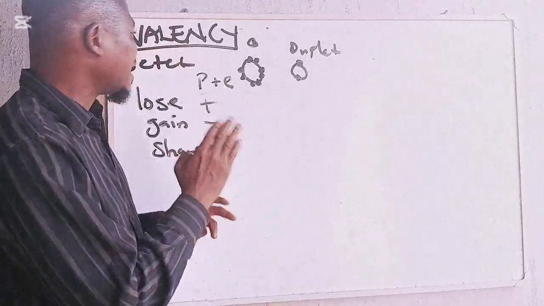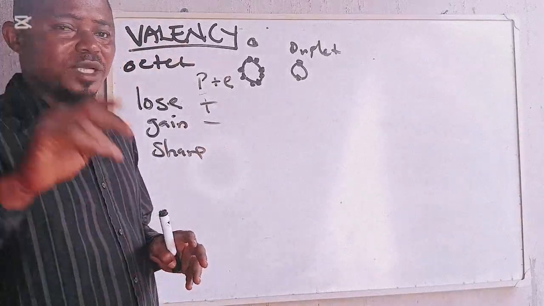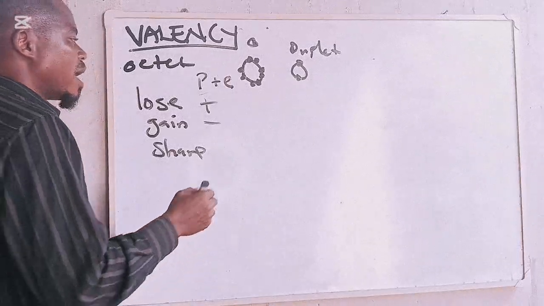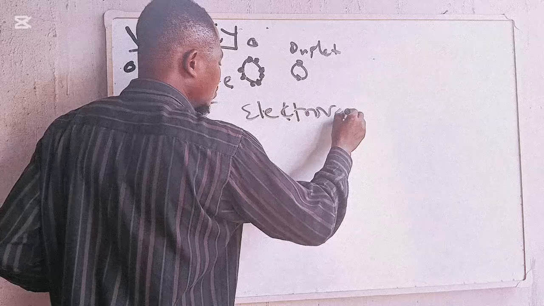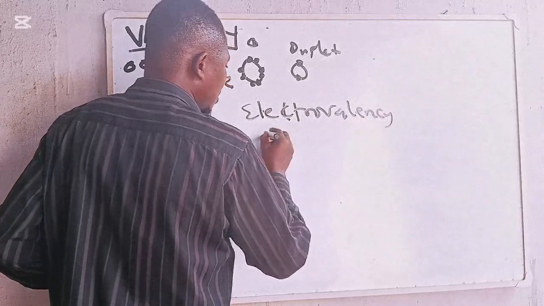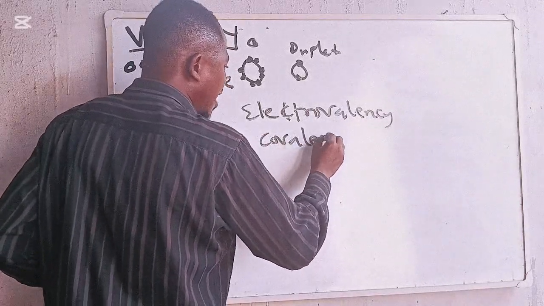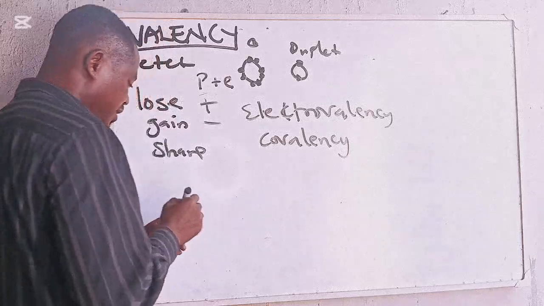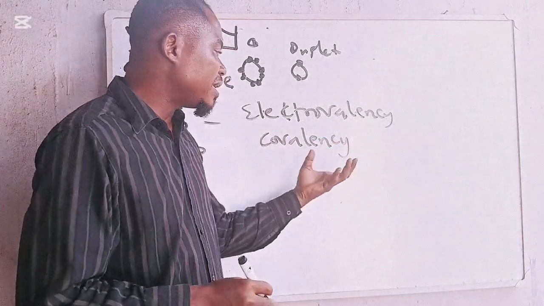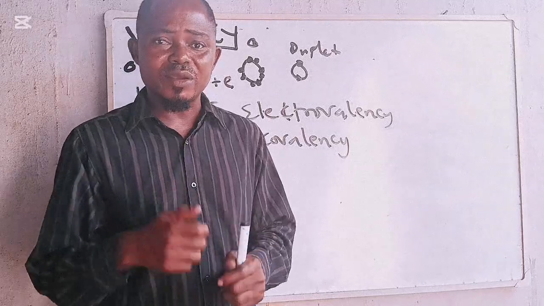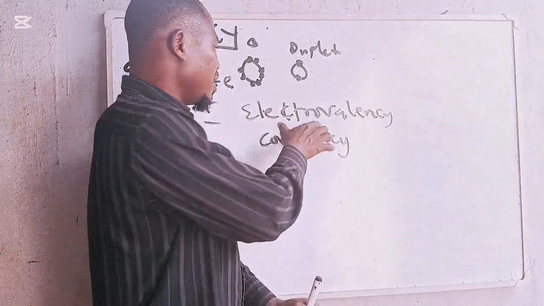Now, let's look at the types of valency. We have 2 major types of valency. One is electrovalency and covalency. I've discussed these 2 in detail in my page. I'll be leaving the links in the comment section. Please follow them so that you can have a good understanding of electrovalency or covalency.